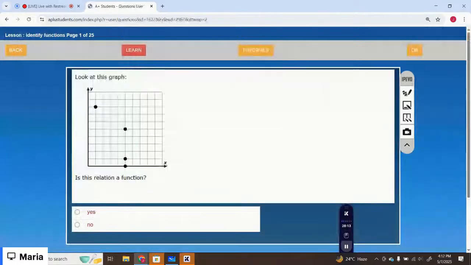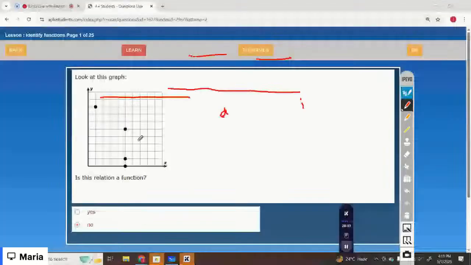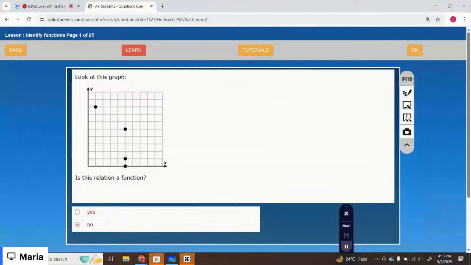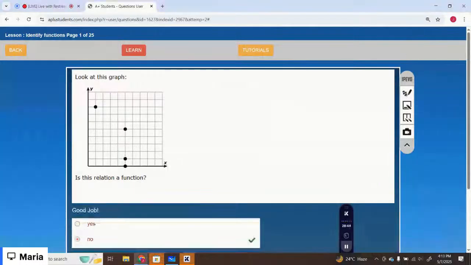Look at this graph. Is this a relation or function? No, that is not a function. Why? Because for each value of x, there must be only one value of y. So here, for the one x value, we have two y values. So that is not a function. The correct option is no.